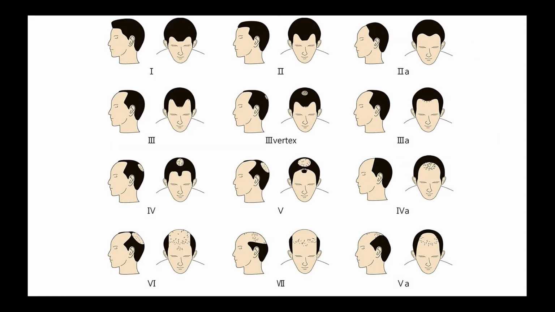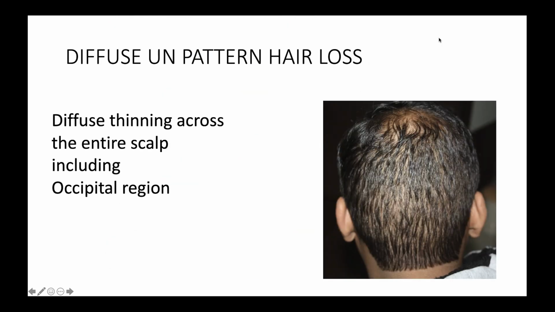So this is the entire picture of grade 1 to 7, then the vertex grade 3, and these are the four variations in which the mid frontal panniculus is not there and the receding is uniform in the mid and both side frontotemporal areas.